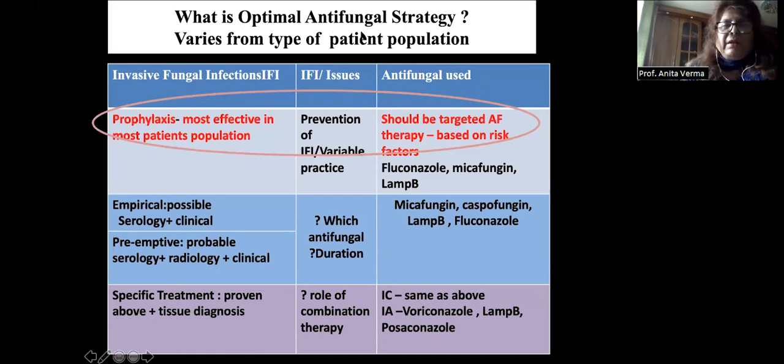Now, what is the optimal antifungal strategy? The most important way of preventing infection is to give prophylaxis, and that's most widely used in different populations. It should be a targeted antifungal therapy. That means it has to be based on the risk factors, and what we widely use in pediatric patients are fluconazole, micafungin, and liposomal amphotericin B. Then we have empirical and preemptive therapy, and proven therapy for proven fungal infection, where we can use all licensed drugs depending upon the type of infection.